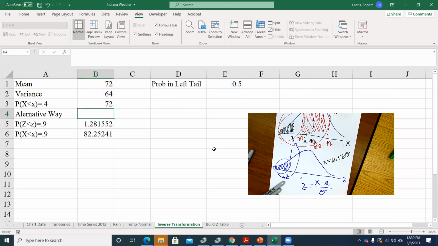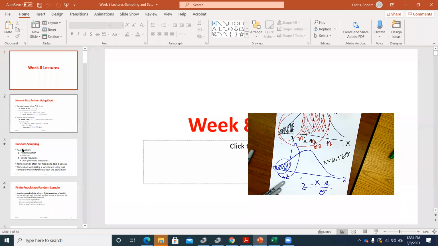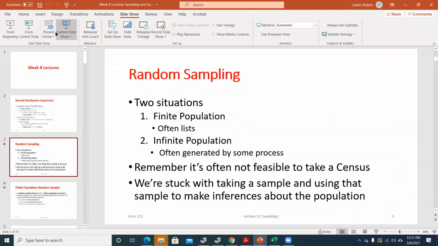Any other questions on any of this stuff that we've looked at in Excel? Okay. If we have time at the end of class, I might show you this. It's kind of interesting. It shows the power of Excel. So otherwise, we're going to go on to quite a different kind of discussion.